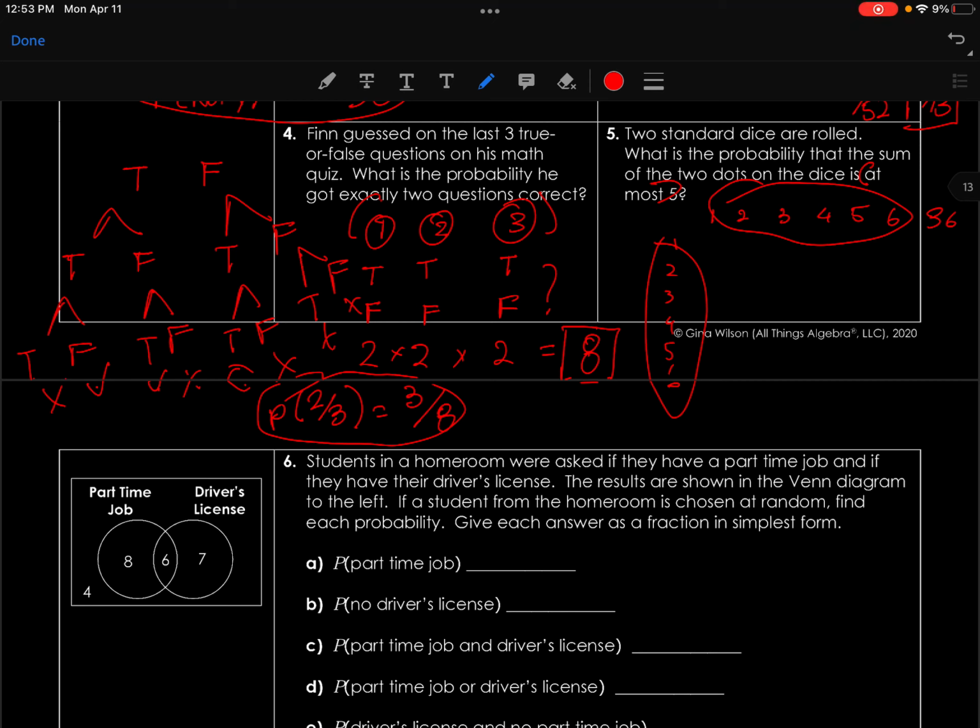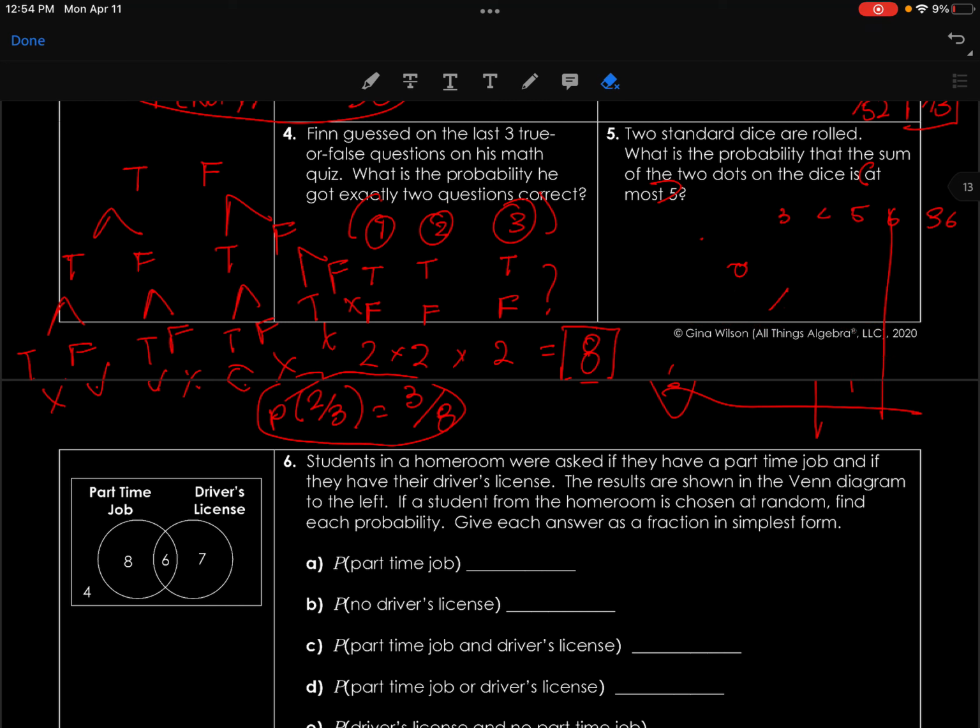Well, let's check. Can it have anything with a 5? No, so this row is gone. 4 and anything, actually, is no. So 6s, 4s, 5s, no. We're left with these. Can we have 3 and 3? Nope, that's 6. So we cannot have that one. How about 3 and 2? 5? Nope. 3 and 1? Yes, yes, yes, yes, yes, yes. Therefore, there's 1, 2, 3, 4, 5, 6. 6 out of 36 possible events.